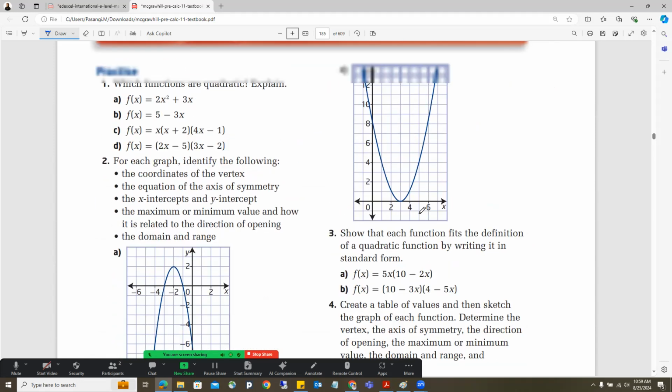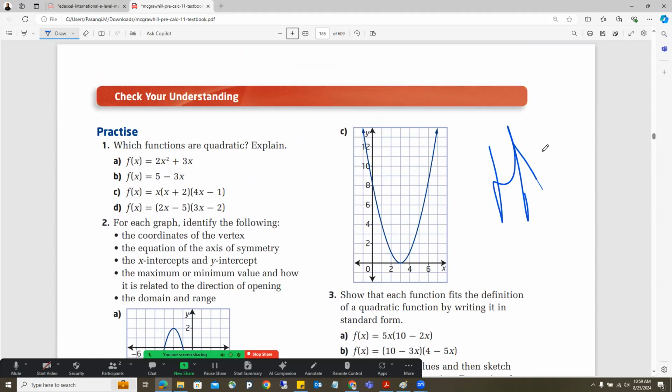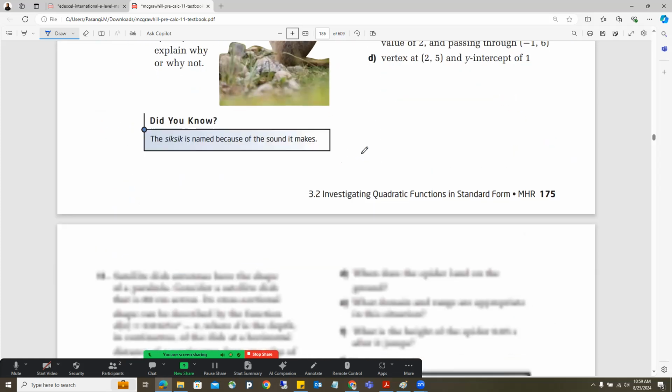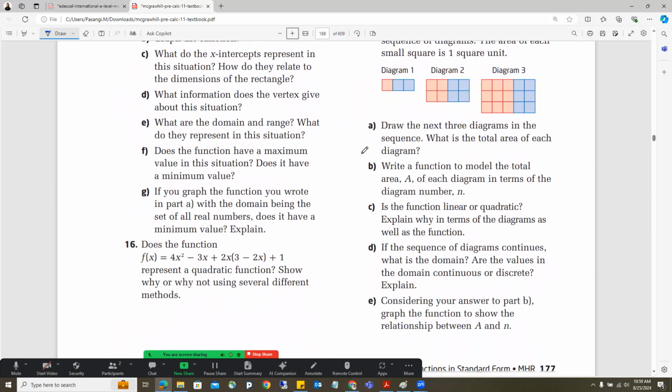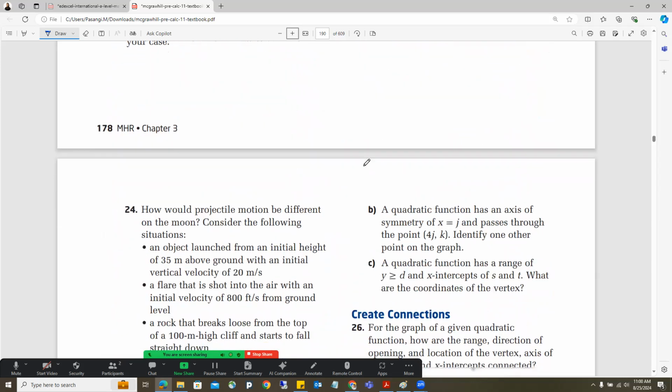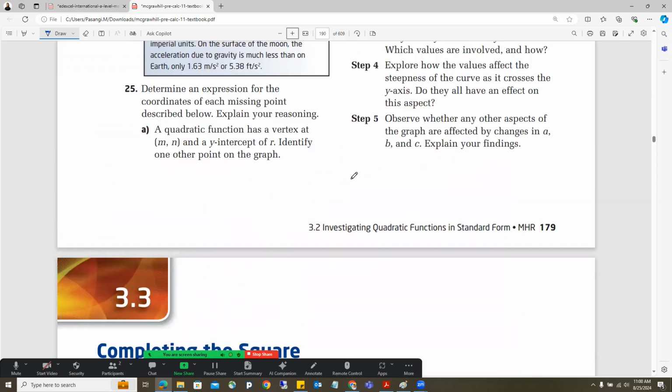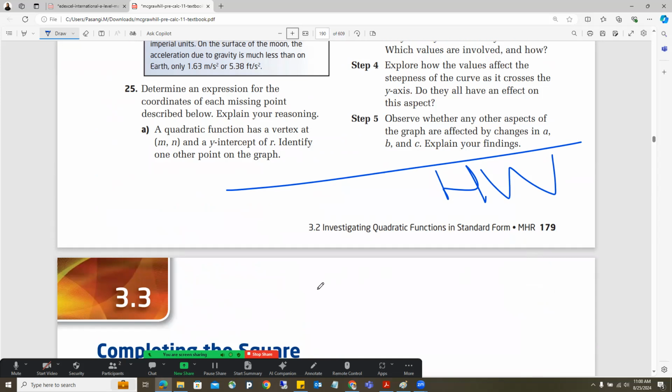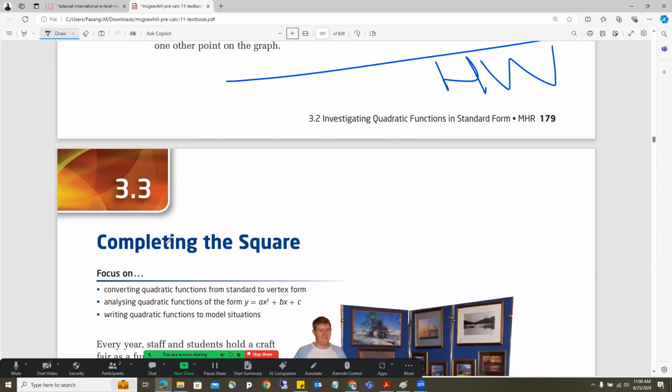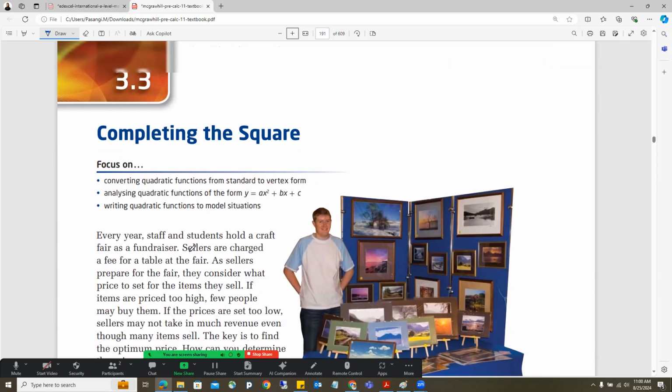And then you have another exercise, check your understanding. There you have so many questions. You should try out all these questions up until this point as homework. So we'll start with the third one, which is also easy. That is about completing the square.